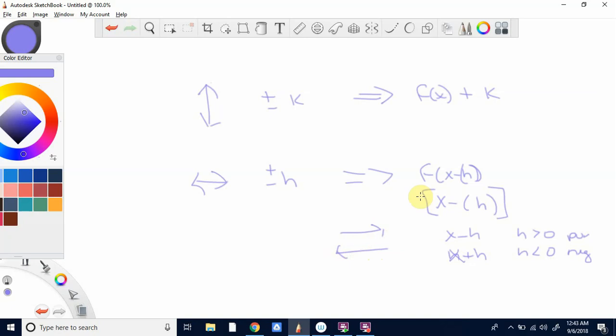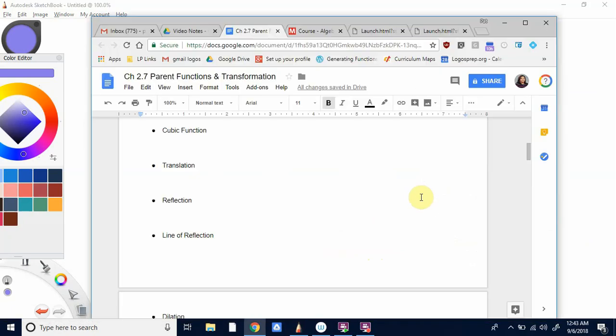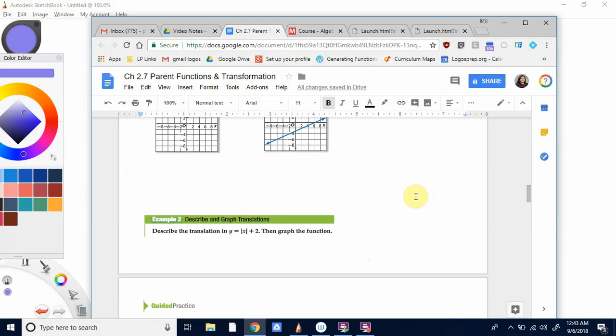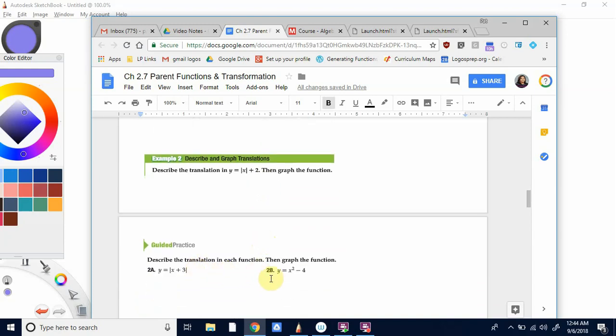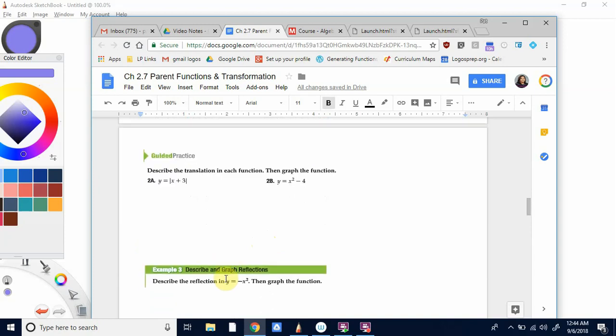Okay, so then let's look at example 2. Describe the transformation in y. The parent function is the absolute value of x. Since we have plus 2, that's going to be f of x plus k. So 2 is k. Since k is positive, we're going to have a shift upward 2 units. All right, so pause this and do guided practice A and B.